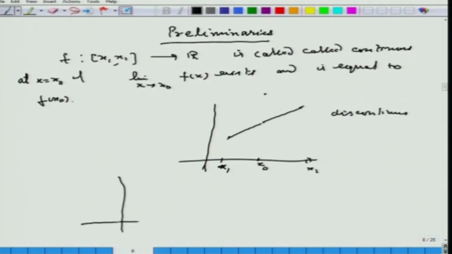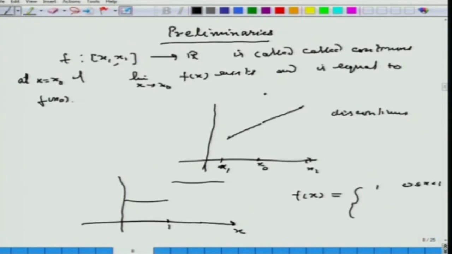Again, the other example is, suppose the function is 1 here and from this point onwards 2 here. So, f x equal to 1 for 0 less than x less than 1, and it is 2 for 1 less than or equal to x, let us say up to 2, from 1 to 2. So, this function is discontinuous at this point. Here the left limit exists, the right limit exists, but they are not equal.